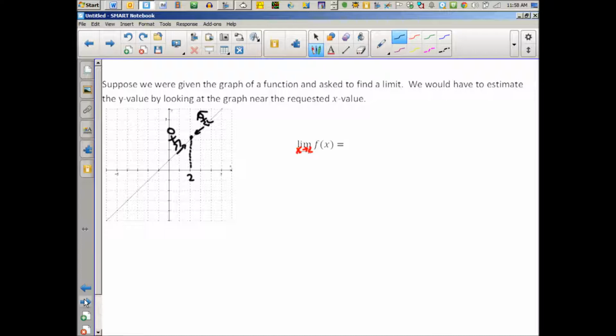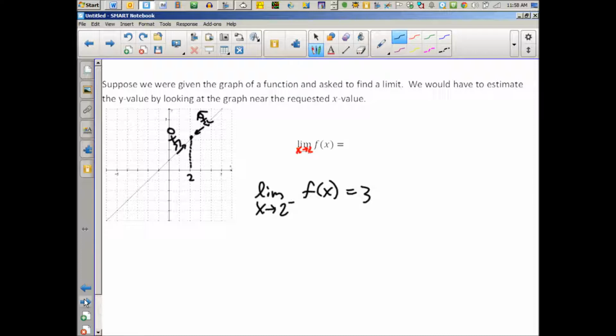What would the boy answer if you ask the boy, what y coordinate are you approaching? The boy would say 3, right? Because he's approaching y equals 3. So you would write that mathematically as the limit as x approaches 2 from the left. The boy is approaching, we'll assume this is function f, the boy is approaching 3, see?